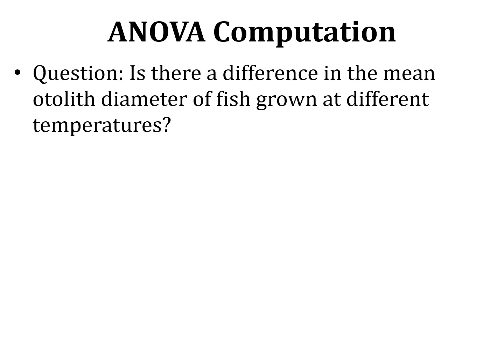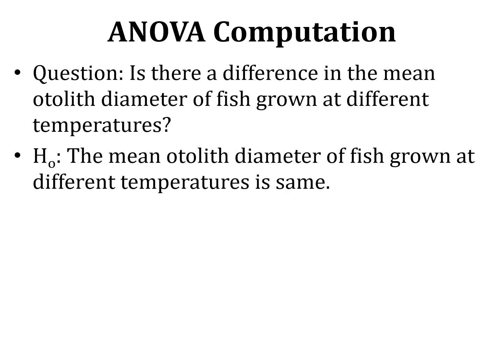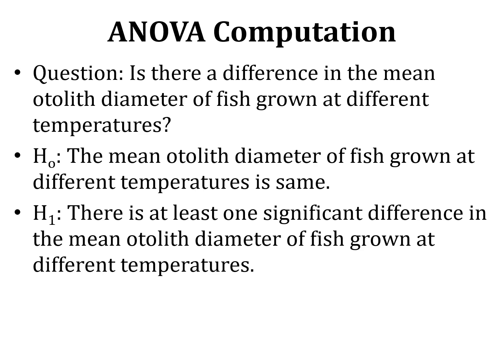Now the question is, is there a difference in the mean otolith diameter of fish grown at different temperatures? The null hypothesis is the mean otolith diameter of fish grown at different temperatures is the same. The alternate hypothesis is there is at least one significant difference in the mean otolith diameter of fish grown at different temperatures. You can also write this alternate hypothesis as that the mean otolith diameter of fish grown at different temperatures is different, right? But I have written this statement here to be more elaborate and to be more specific about the basic assumption of ANOVA, right?